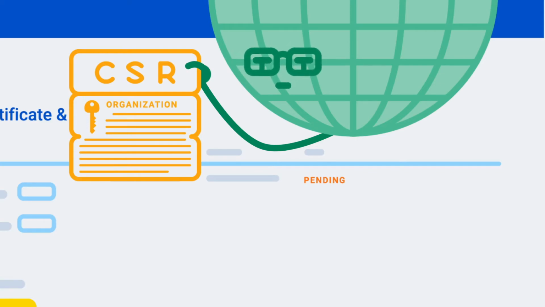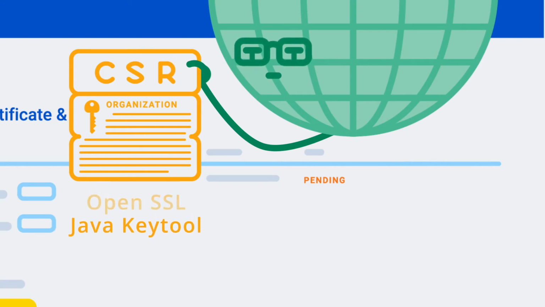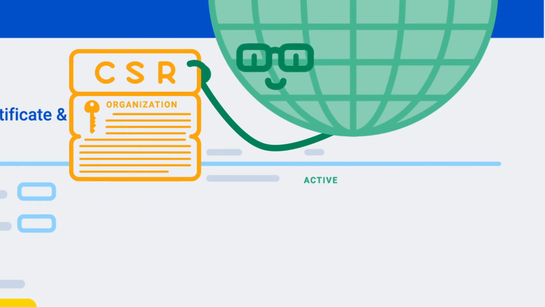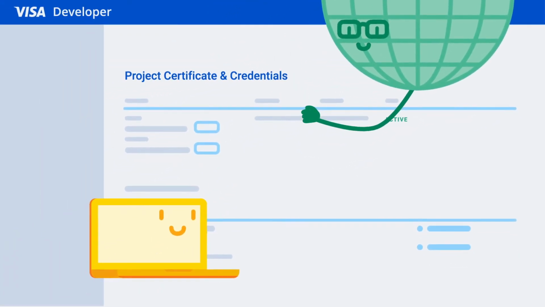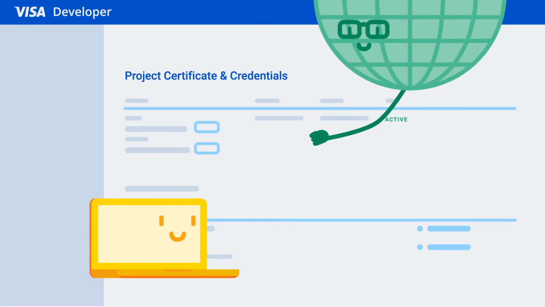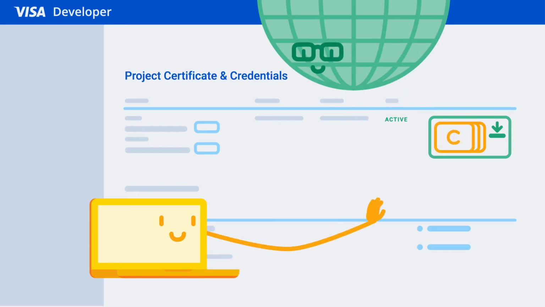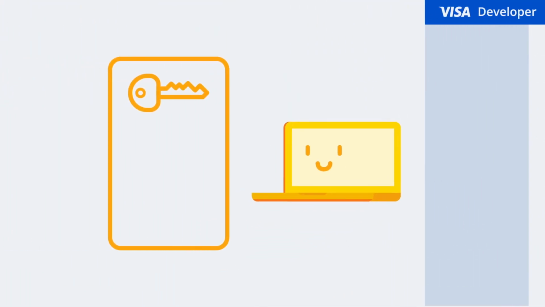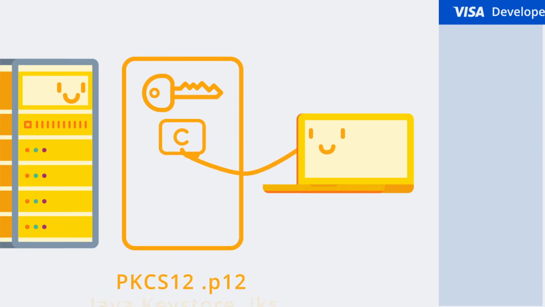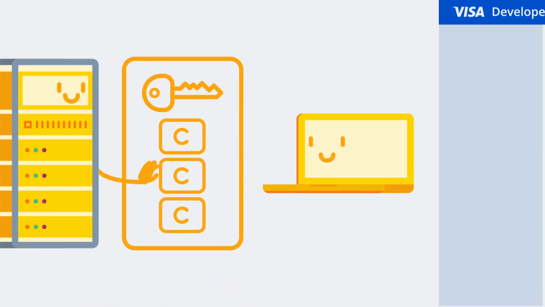There are multiple tools that you can use to create a CSR file and private key, such as Java Key Tool or OpenSSL. Once you complete the CSR submission process, Visa Developer will create your client certificate and provide you with links to download the certificates. Once you obtain the certificates, you can begin to create the key store, such as JKS or P12, and start testing the mutual SSL connectivity.